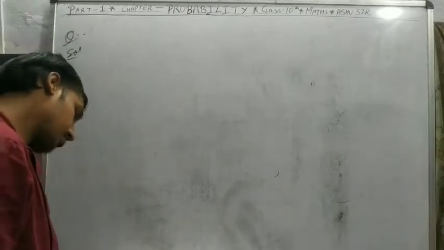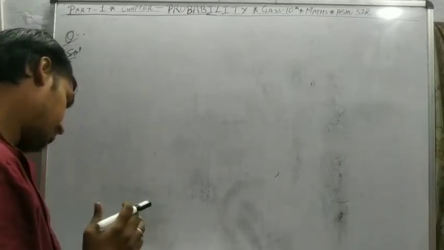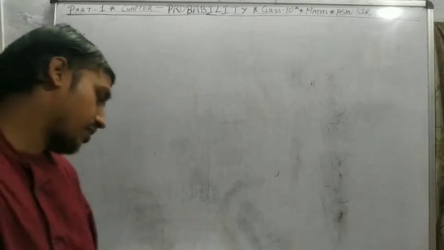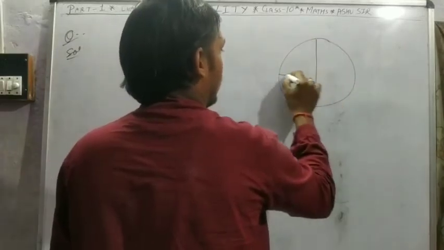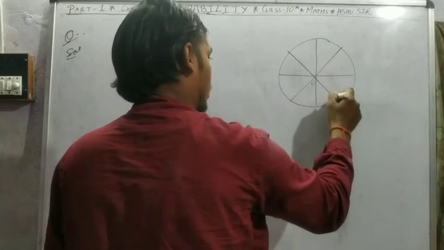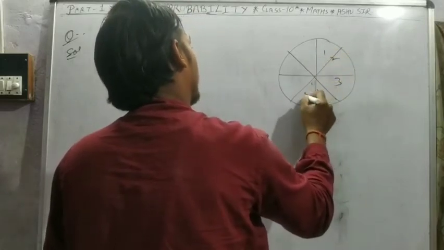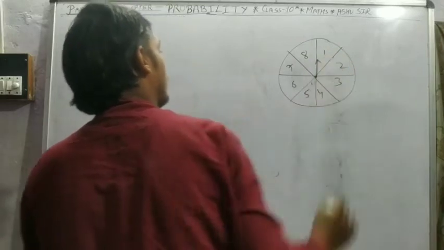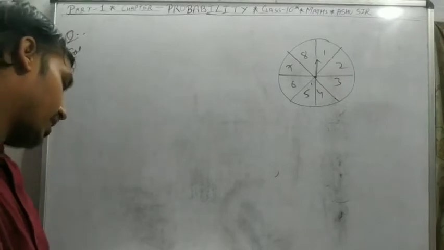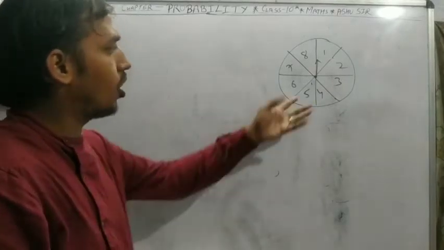Take one more example. Suppose a game of chance consists of spinning an arrow which comes to rest pointing at one of the numbers 1, 2, 3, 4, 5, 6, 7, 8 in this figure. When we spin this, the arrow will stop anywhere.